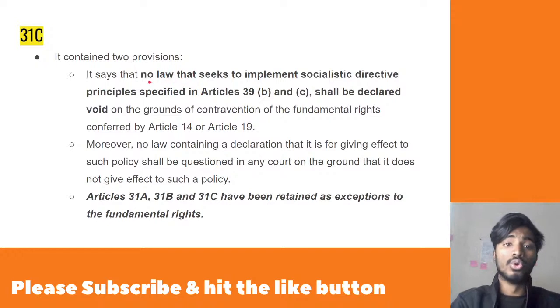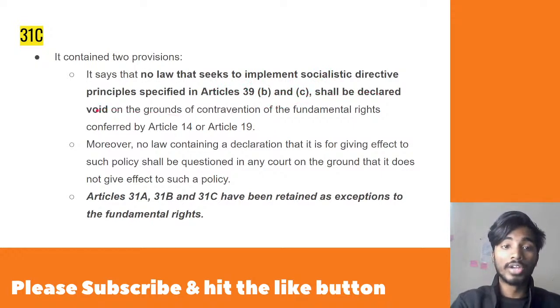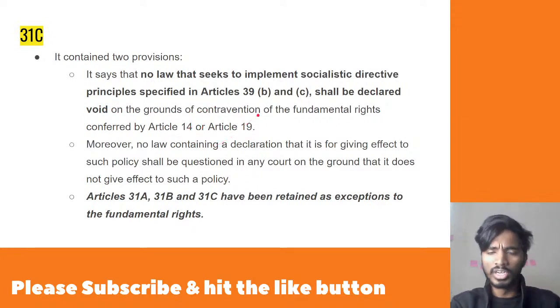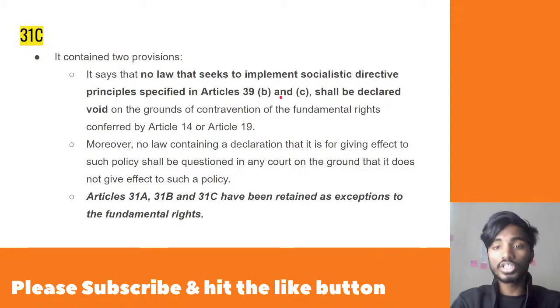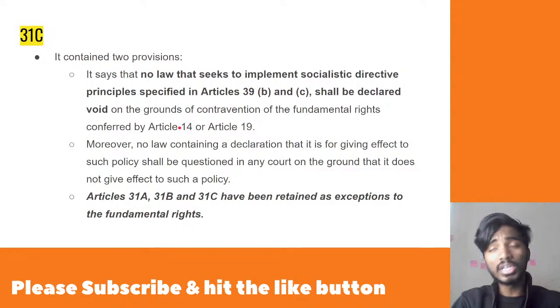First, no law that seeks to implement the socialist directive principles specified in Article 39 Clause B and Clause C shall be declared void on the grounds of contravention of the fundamental rights conferred by Article 14 or Article 19. To put it in simple words, if, to enforce any of the DPSPs under 39B and 39C, the fundamental rights of 14 and 19 are violated, you cannot challenge them in any court.